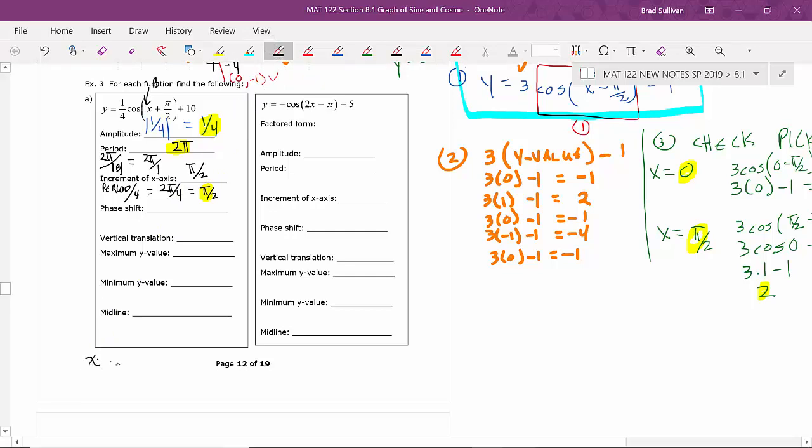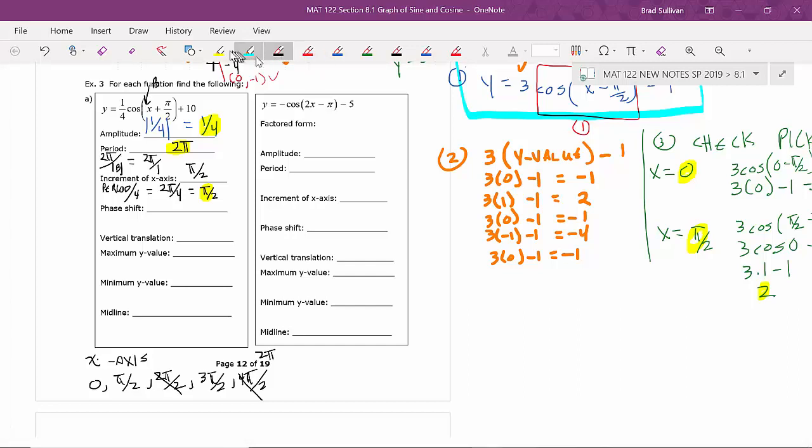So the x-axis would be incremented like this. It would be 0, pi over 2, 2 pi over 2, 3 pi over 2, 4 pi over 2. Okay, and of course that would reduce to pi, and that would reduce to 2 pi. So that's kind of the standard increment.